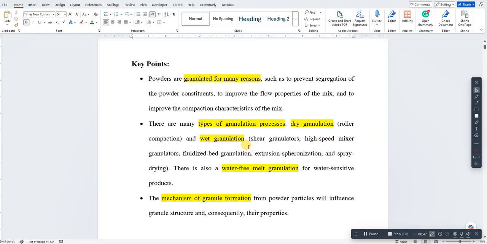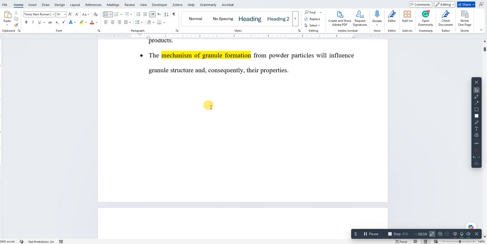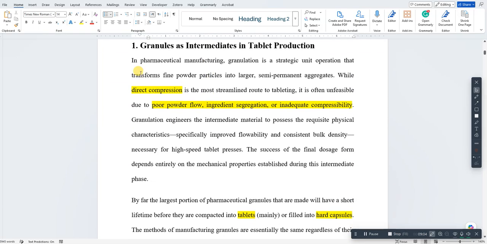So what you heard about is a summary of this topic. It's very summarized. It doesn't include everything. For example, it doesn't talk about water-free melt granulation. It doesn't talk about many things, but at least you learned a summary of this topic.